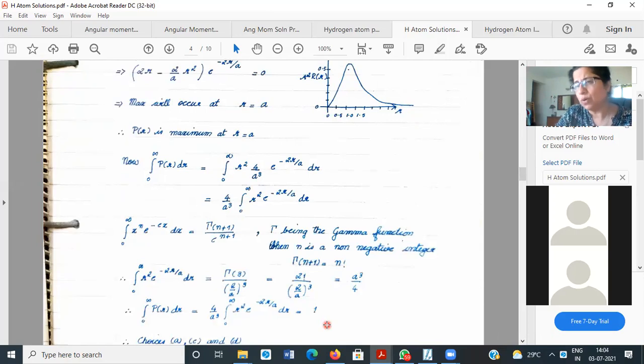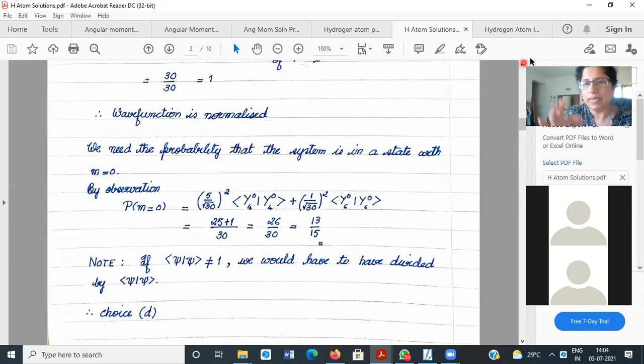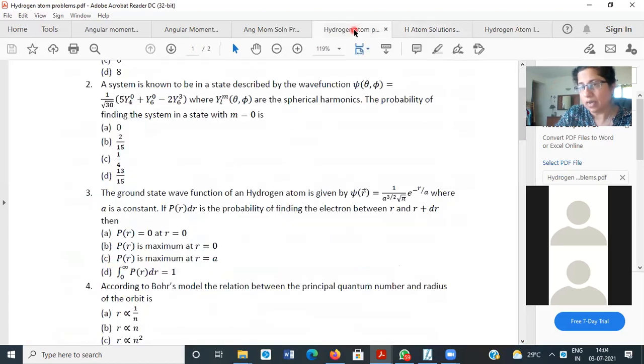But frankly, you don't need all these calculations. Just going by what you know about the hydrogen atom, you can work this answer out. So I need to reframe the question a bit: which of the following statements is false? Patently, the statement B is false, that P(r) is maximum at r equal to 0. The rest of the three statements are all true.